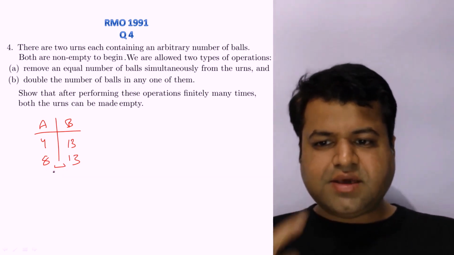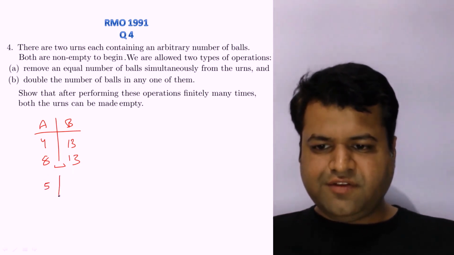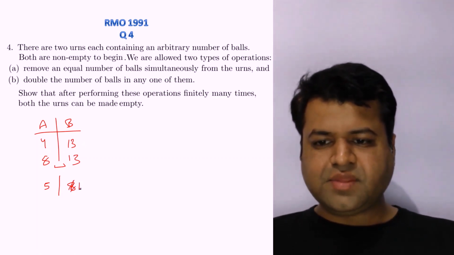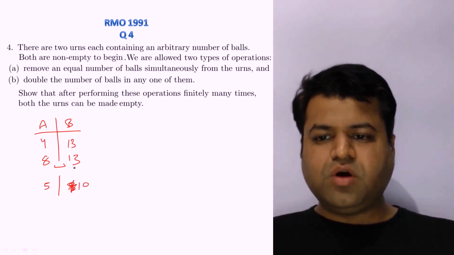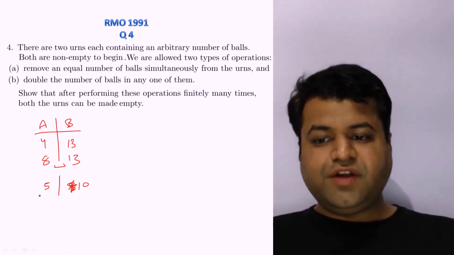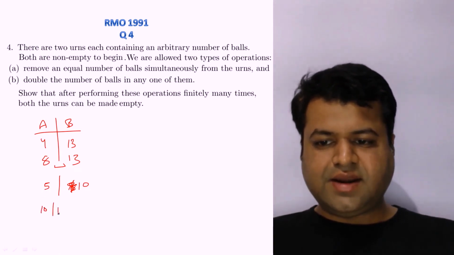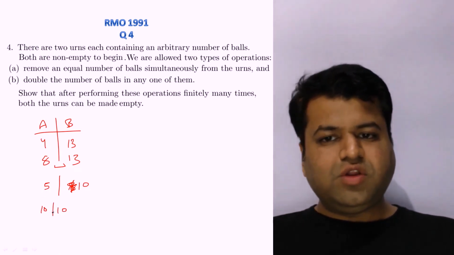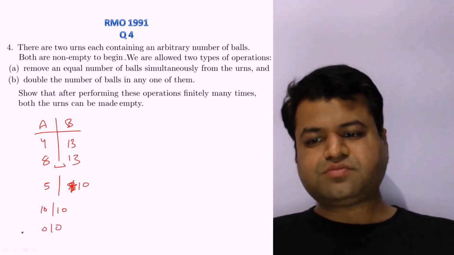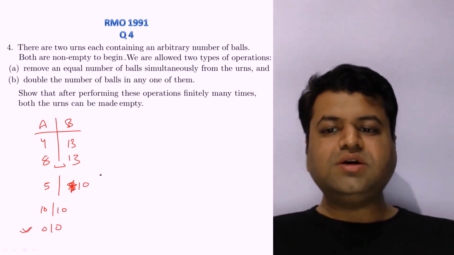If I take three balls from both the boxes, right? So what I will end up with is 5 and 8 here, right? Oh, sorry, 10 here. If I remove 3 balls from both the boxes, I'll end up with 5 and 10 balls, right? Now if I double the balls in box A, I'll end up with 10 and 10. Now since I can remove an equal number of balls, I remove 10 balls, and I'll get 0 0. So in this way, I have emptied both the boxes, right?